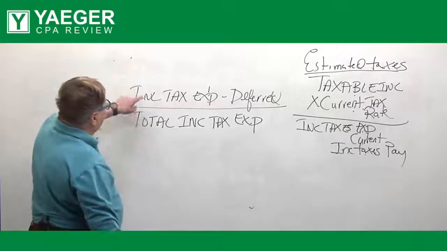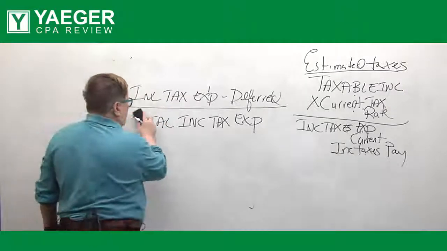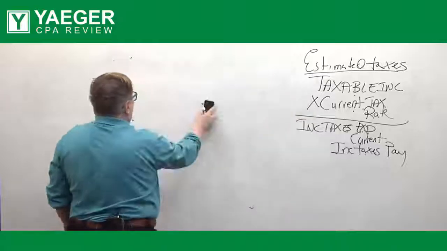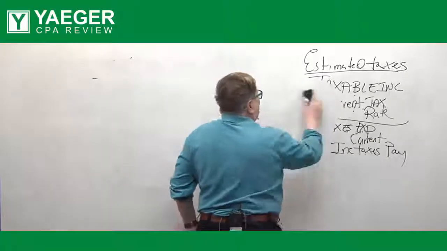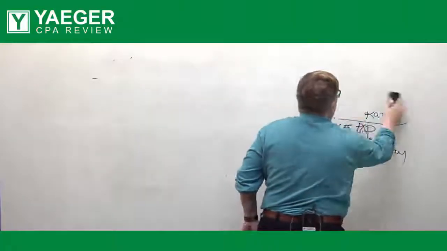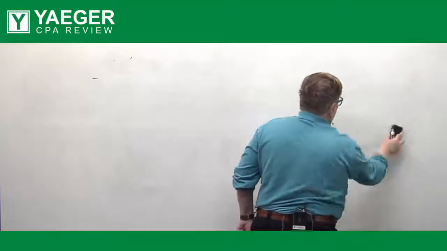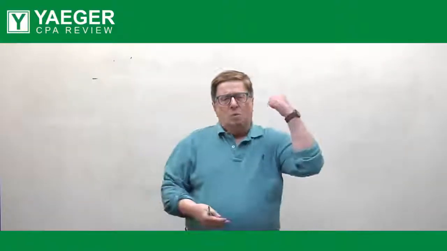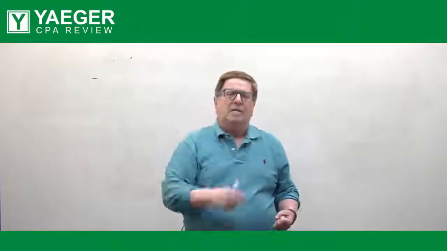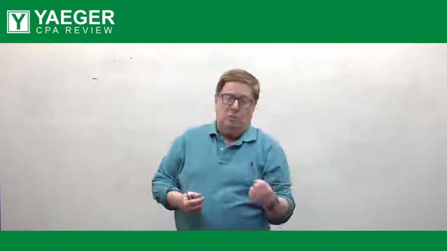deferred. And this has to do with timing differences. Now, there's an asset and liability approach when it comes to accounting for income taxes when we're dealing with timing differences. And timing differences is just a fancy word which means what? We may take one expense on the books, like, for example, depreciation. We'll take accelerated depreciation on the tax return, straight line on the books.